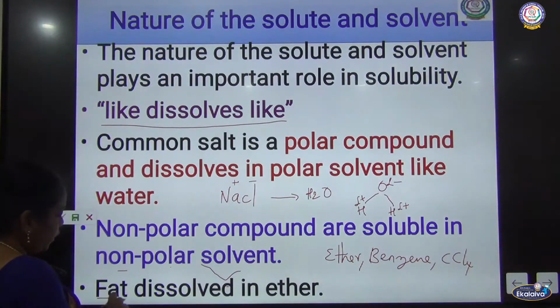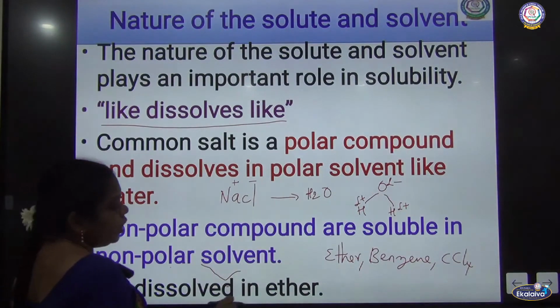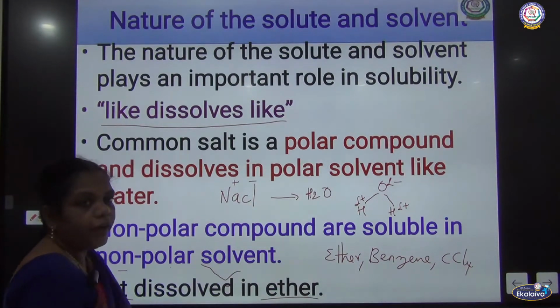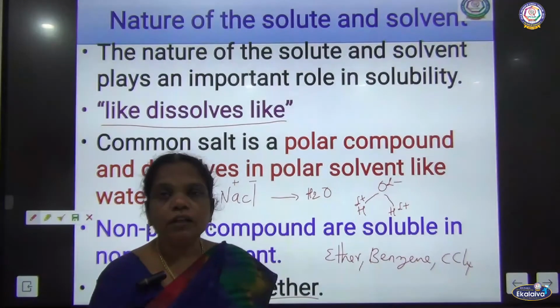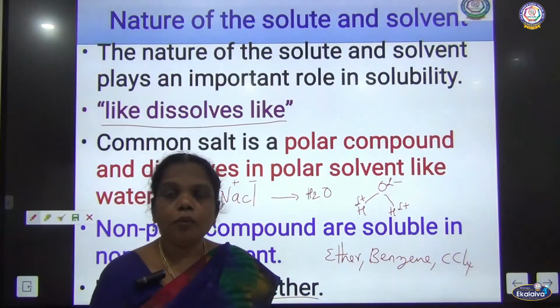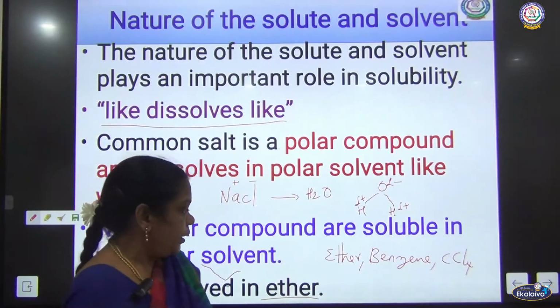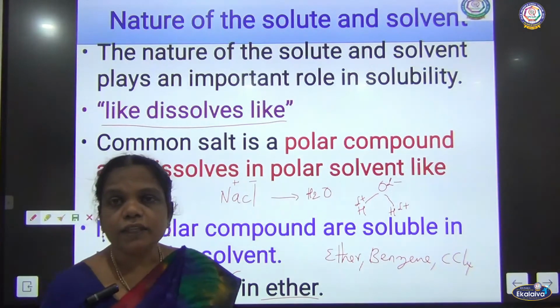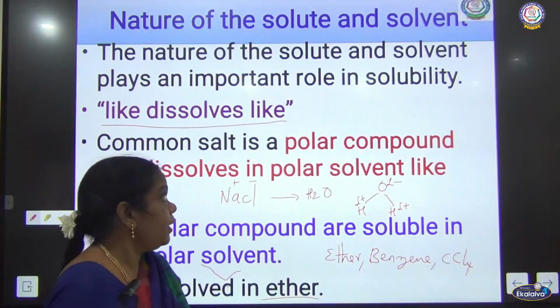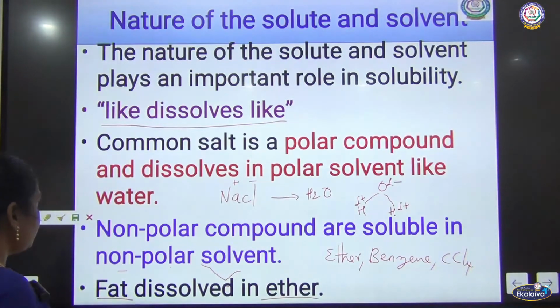Now we give an example: fat is dissolved in ether. Fat is one of the organic compounds and is easily dissolved in non-polar solvent. So, fat is a non-polar substance and ether is also a non-polar solvent, so it can be dissolved easily. That is why the phrase used by the scientists for solubility is like dissolves like.